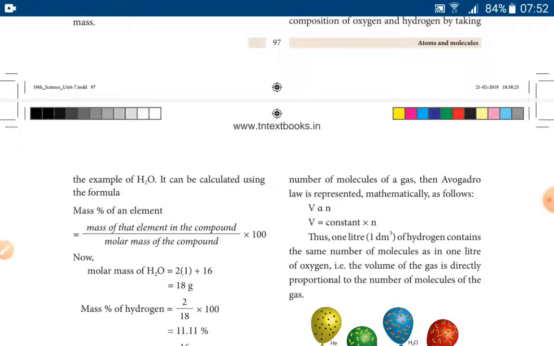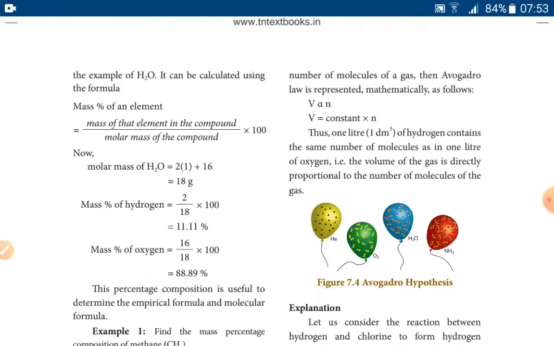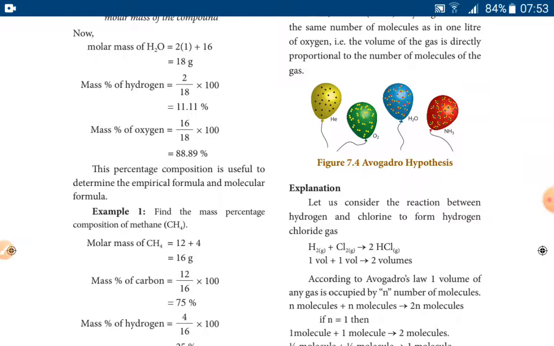The Avogadro law is represented as V proportional to N. V is volume, N is the number of molecules. So V is equal to a constant into N. That is, 1 liter of hydrogen contains the same number of molecules as 1 liter of oxygen, so the volume of a gas is directly proportional to the number of molecules. That's why I already told you the same volume of gases occupy the same number of molecules.